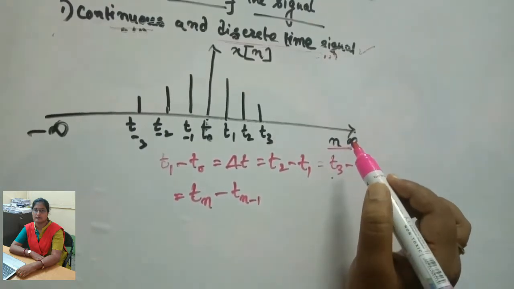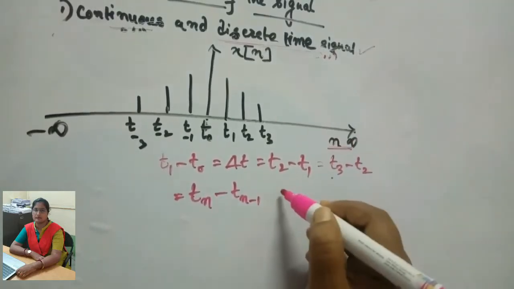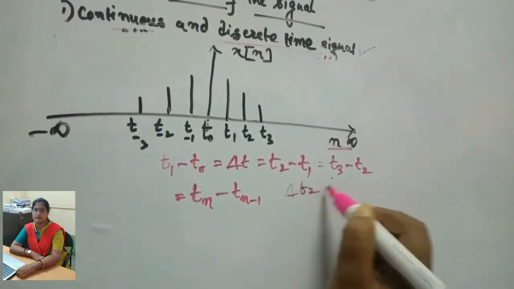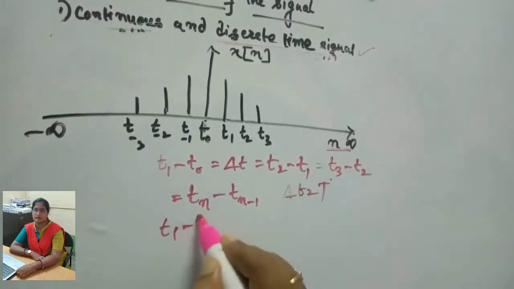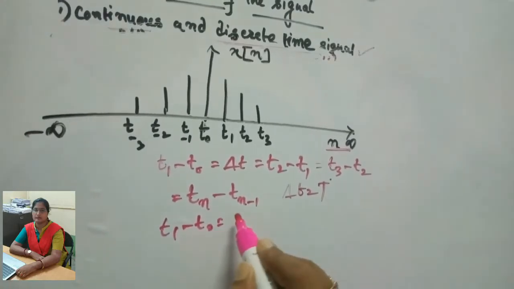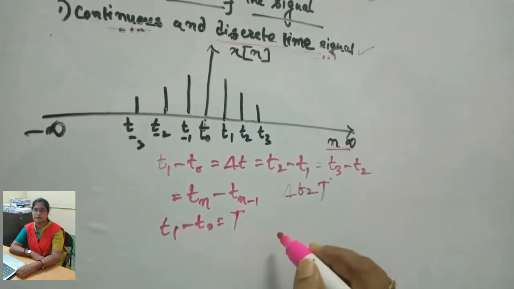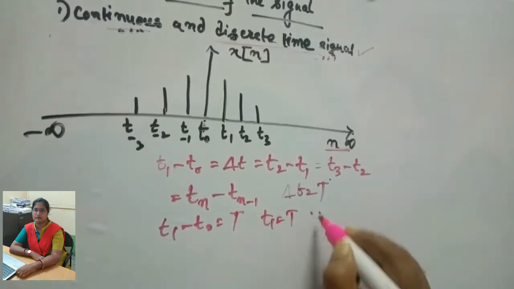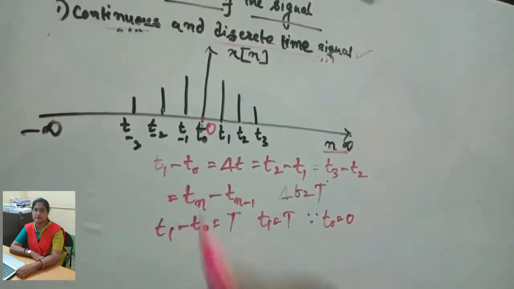Let's consider the case of a uniformly sampled signal. Because of this, del t will remain the same, and let's say del t equals T. And when this happens, t1 minus t0 also equals T. That means t1 equals T, because t0 equals 0. We start at the 0 position. Therefore, t0 equals 0. So, t1 equals T.